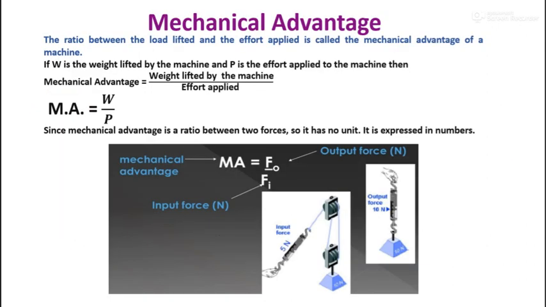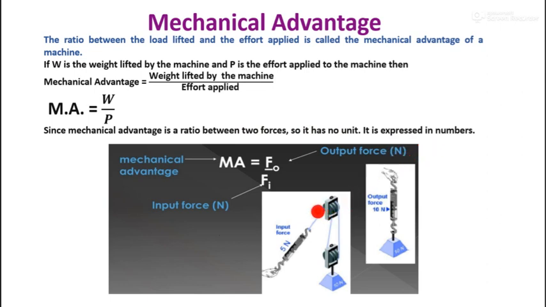Now further, what is mechanical advantage? The relationship between the load and the effort applied is called the mechanical advantage of a machine. If W is the weight lifted by the machine and P is the effort applied to the machine, then mechanical advantage is the weight lifted by the machine divided by the effort applied. Since mechanical advantage is the ratio between two forces, it has no unit and is expressed as a number.